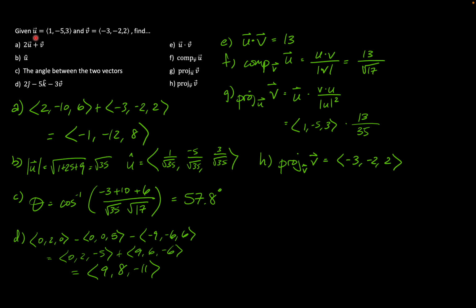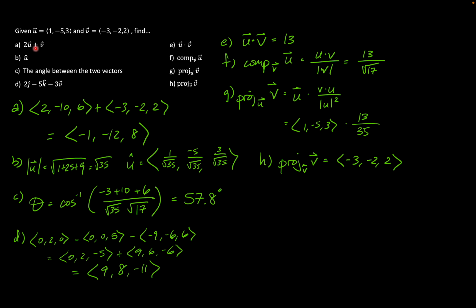So in question A, we are asked to do 2u plus v. That is simply working component by component with the addition. 1 plus negative 3 makes negative 2. For 2u, 2 plus negative 3 makes negative 1. Negative 10 plus negative 2 makes negative 12. 6 plus 2 makes 8.